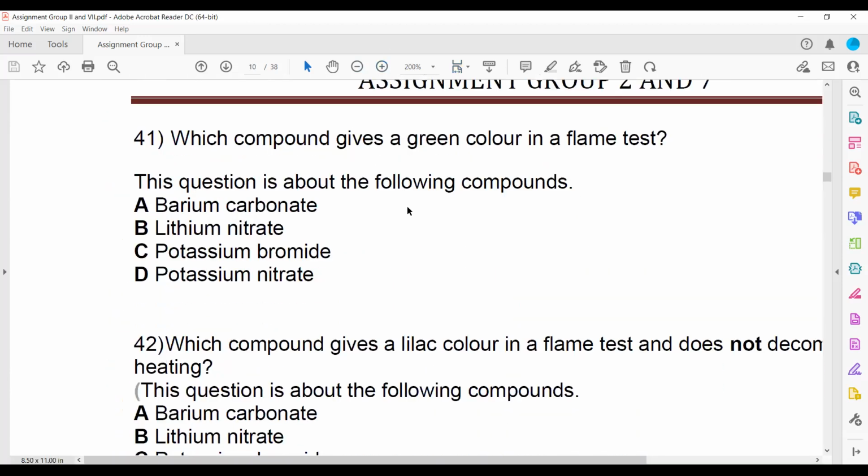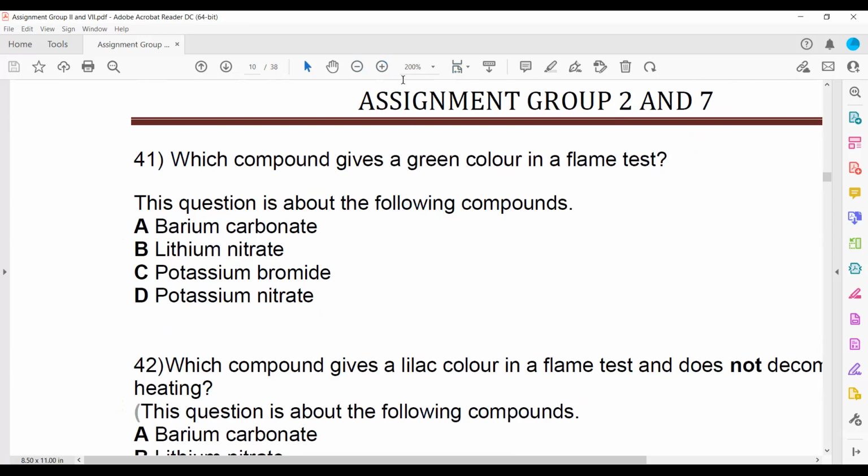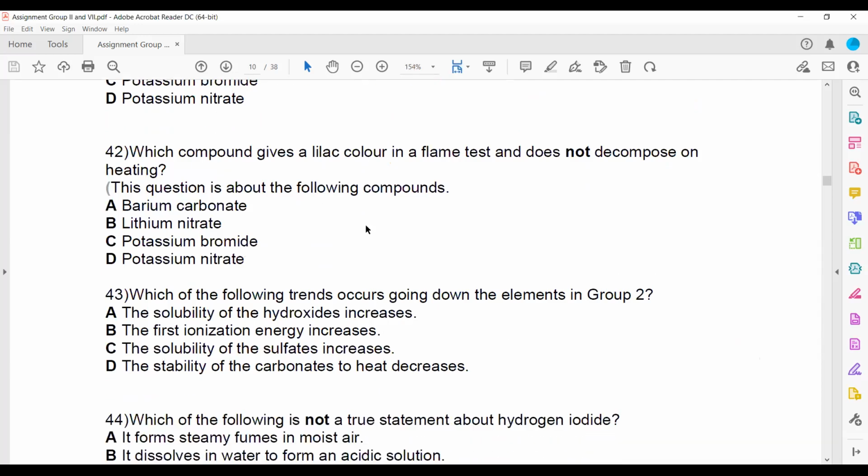Question 41, which compound gives a green color in a flame test? So we have barium, which is apple green, lithium, which is red, and potassium, which is lilac. So it is barium carbonate, because the green color is due to barium. So we just have to check the metal.